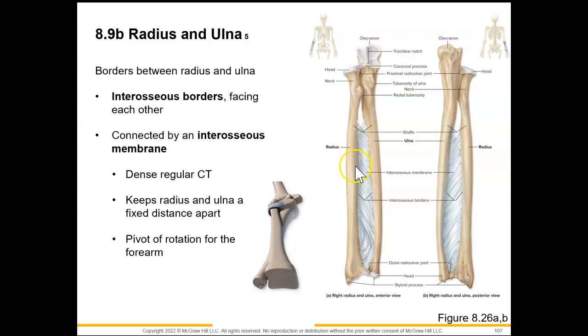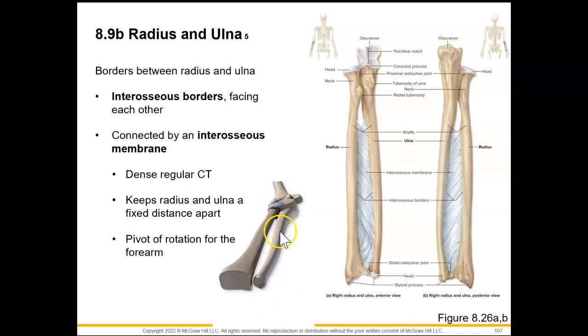In between these two bones, we have this interosseous membrane, and this membrane attaches to the interosseous borders of both bones that are facing each other. This membrane is made up of dense regular connective tissue, and it helps to keep the radius and the ulna a fixed distance apart from one another. It's also going to allow for this pivot of rotation for the forearm.